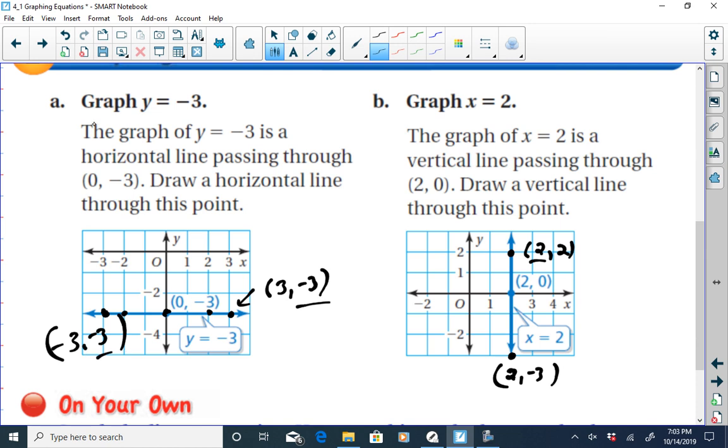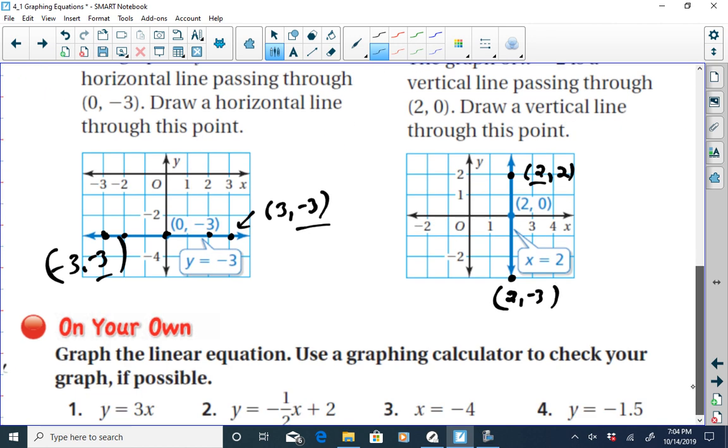So if I have a horizontal line, the equation of that horizontal line is going to begin with y equals. Every point on that line is going to have a y value the same as the constant that's on the right side of that equation.